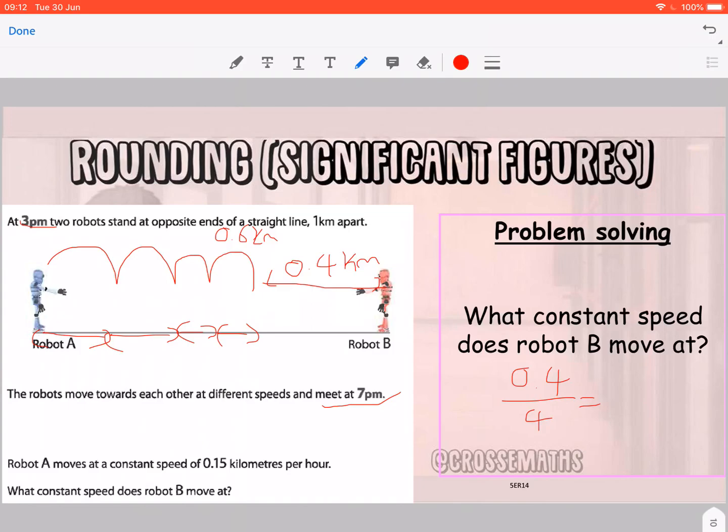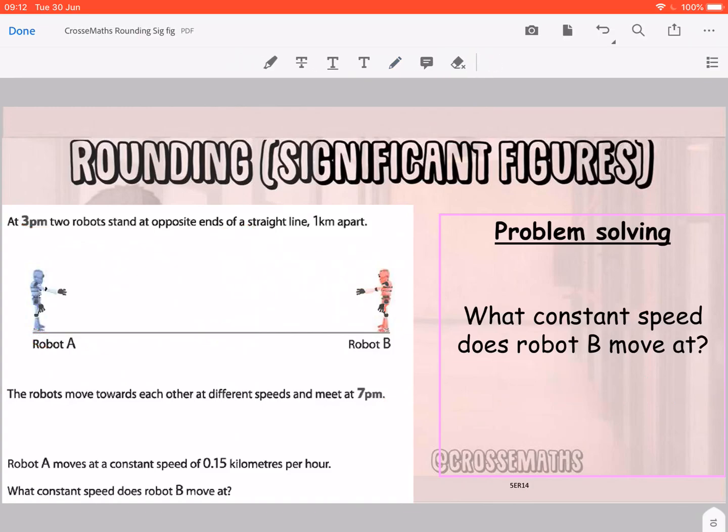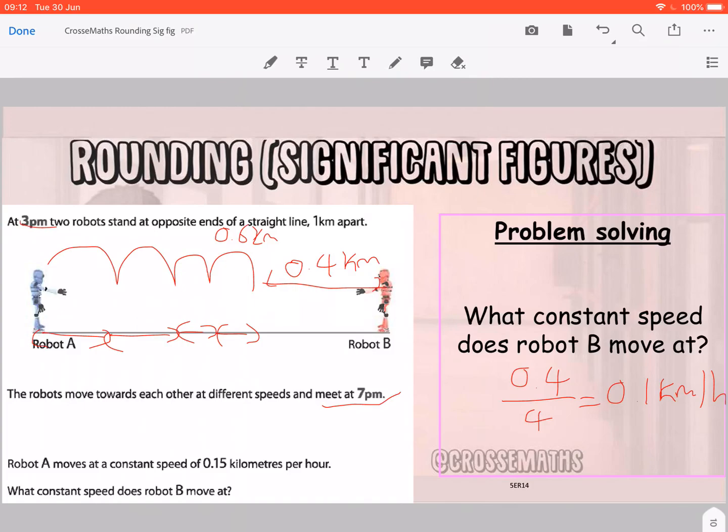Okay, 0.4 divided by 4, he would have to go at 0.1 kilometers per hour in order to meet at 7 o'clock. Because robot A went for 4 hours at 0.15 kilometers per hour, every hour he's going 0.15. Those 4 add to 0.6. That leaves 0.4 left to travel. If it's 0.4 and it's 4 hours, he's going to have to go 0.1 an hour as an average speed. Guys, if you got that right, that's amazing. It's not an easy question, it's a very tricky question, okay? So for your grade 9 paper. Okay, that's brilliant. Well done for tuning in.